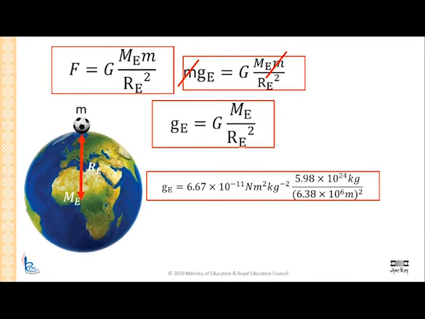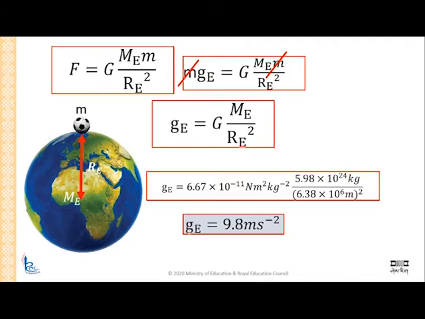So substituting the values, we have g_e is equal to 6.67 times 10 to the power negative 11, which is the gravitational constant, and the mass of the earth is 5.98 times 10 to the power 24 kg, divided by the radius of the earth, 6.38 times 10 to the power 6 meter. And calculating the value, we have g_e, that is the acceleration due to gravity on the surface of the earth, as 9.8 meter per second square.